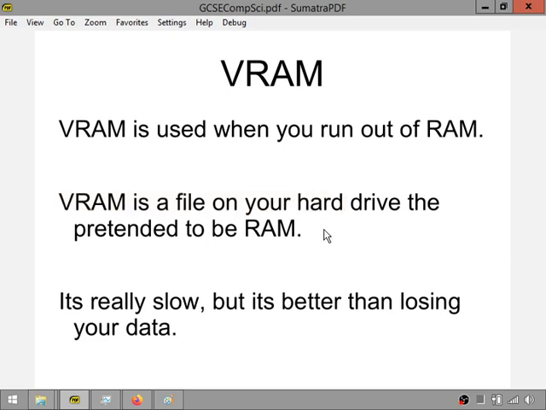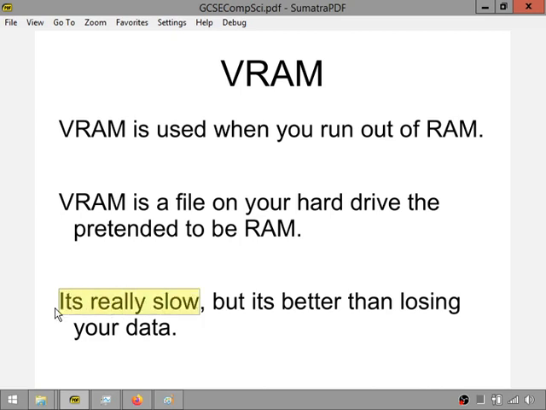So, modern operating systems these days, if you run out of RAM, there is a part of your hard drive that can be used and pretends to be RAM. This is a good thing and a bad thing. It's good because you don't lose all of your files. You don't lose things that you're working on. However, hard drives are really slow compared to RAM.